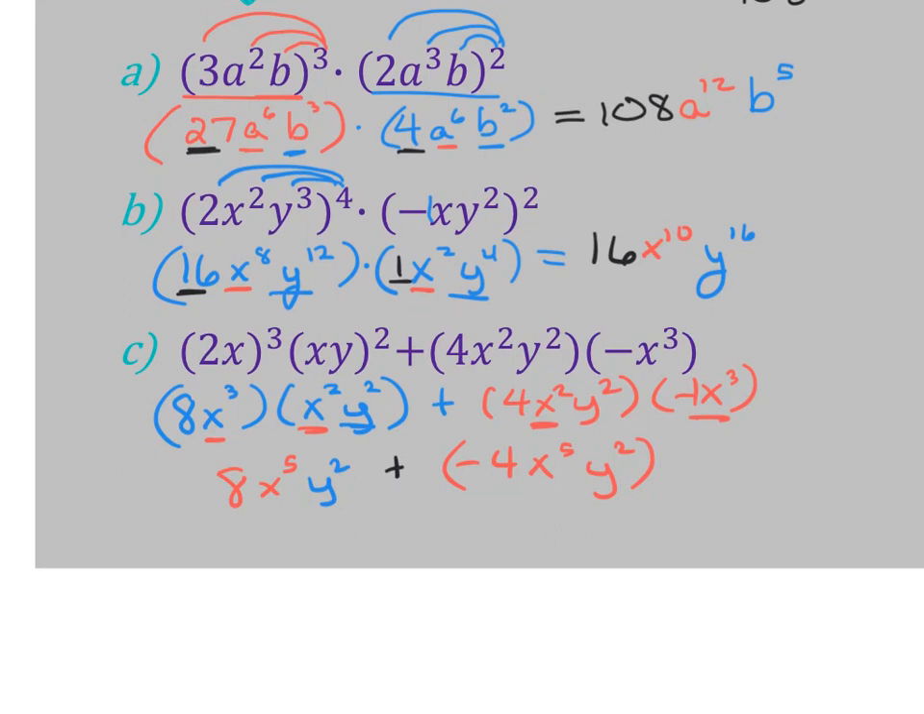Notice my variables, the x and the y have exactly the same exponent, so these are like terms. I can combine these two. So I would add the coefficients. So 8 plus negative 4 gives me 4, x to the 5th, y squared. Remember, when you add like terms, you do not add the exponents, just the coefficients.